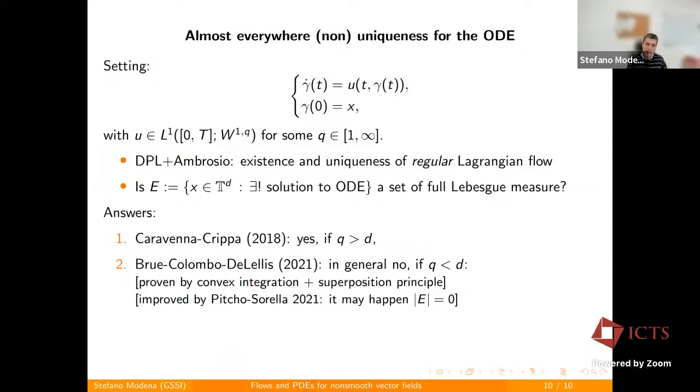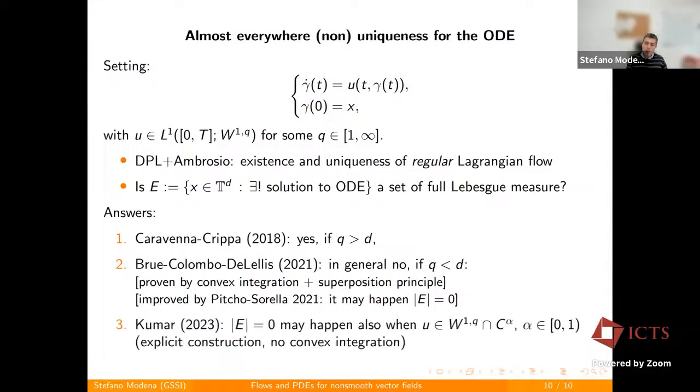And then, somehow, there is a very recent development by Kumar. So you see that in this theory of Brué, Colombo, and De Lellis, the vector field is Sobolev and nothing else. But you can ask, let's say that your vector field is Sobolev and of course not Lipschitz, because otherwise everything would be well defined, but let's say Hölder for some alpha less than 1. Then can we say something? Is the combination of the two giving us some more information?